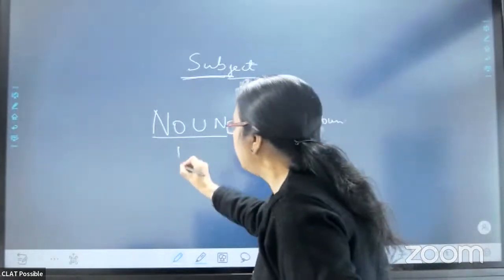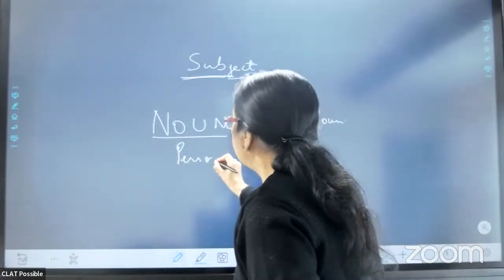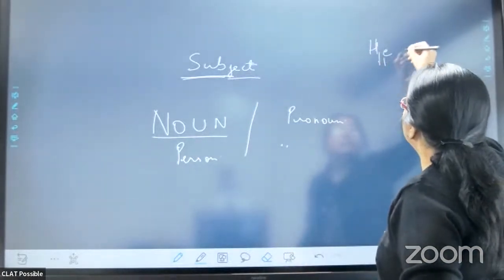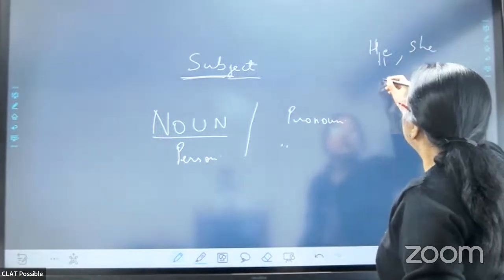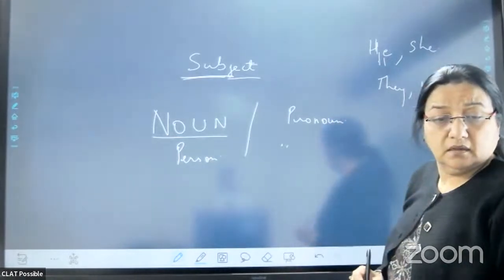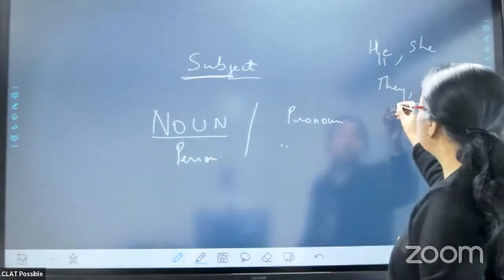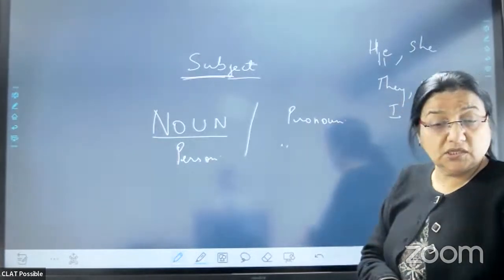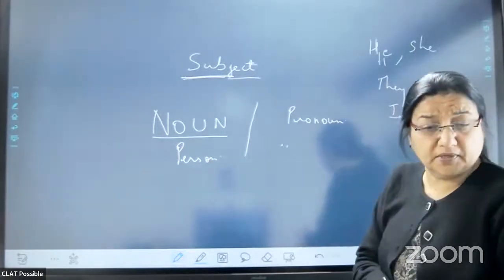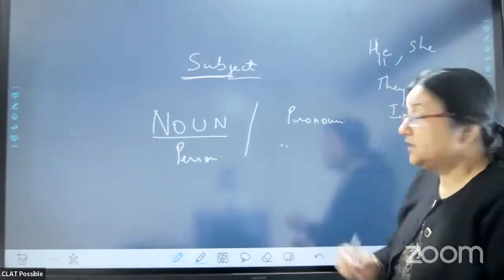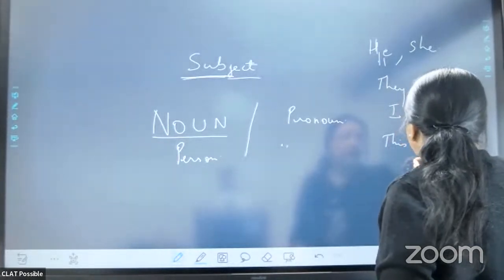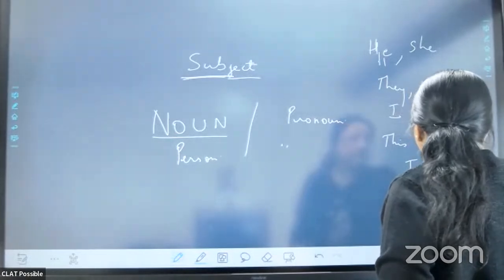Suppose we're writing about a person. What can be my pronouns? It can be he, it can equally be she. Then they can be plurals: they, we. These are all pronouns. It can also be I. So he, she, they, I, we can be the pronouns. But let's say we're not writing about persons, but about things in general. So it can be this, that, it, these, those.